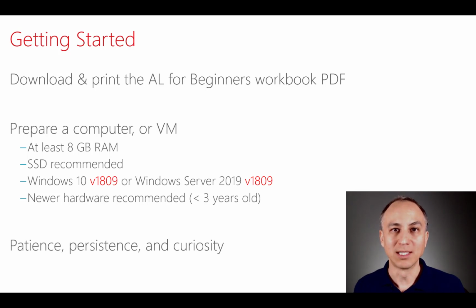Strongly recommend a solid state drive. There's going to be a lot of disk activity with Docker downloading the Docker images. So the faster your disk, the better off you'll be and the more time you'll save. You will need Windows 10 version 1809 or higher, or you can also use Windows Server 2019 version 1809 or higher. I've tried both. I actually prefer using Windows Server 2019 with Docker Enterprise, so that's what I'm going to show in some of my demonstrations as an alternative to Windows 10 and the Community Edition of Docker.